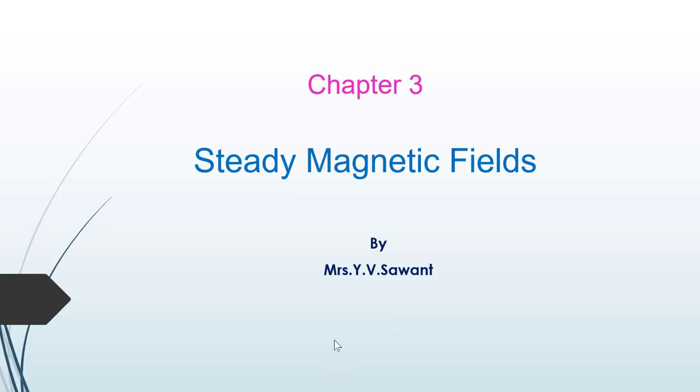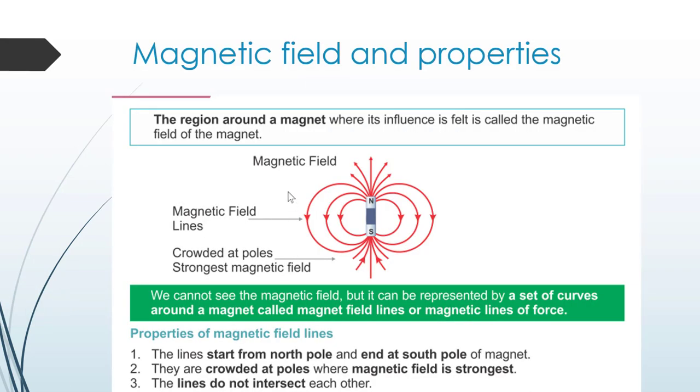Hello students, in this lecture we are going to start chapter number 3, that is steady magnetic fields. In electrostatics we have seen all the things related to the charge. The charge was measured in coulombs and it is a steady charge placed at rest, and the quantities related with charge we have discussed in electrostatics. So the charge will generate an electric field, but in this chapter we are going to deal with current.